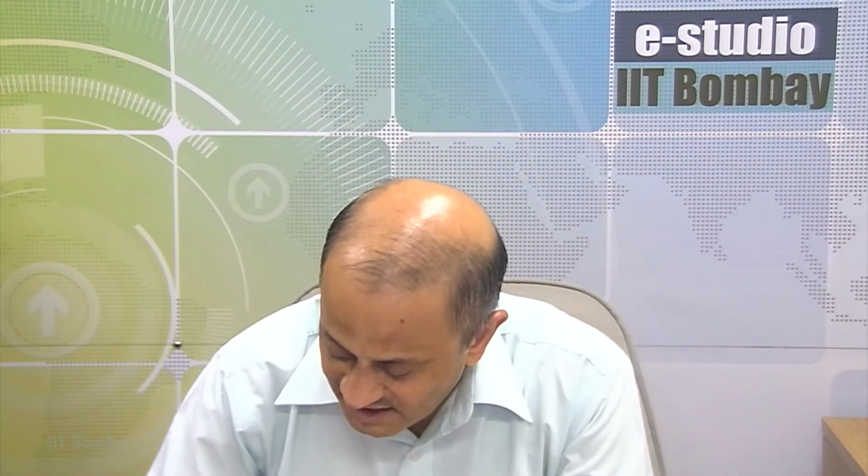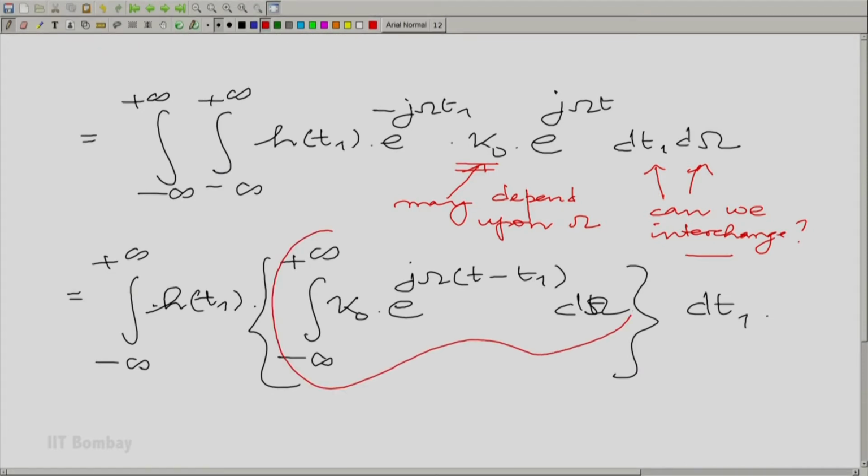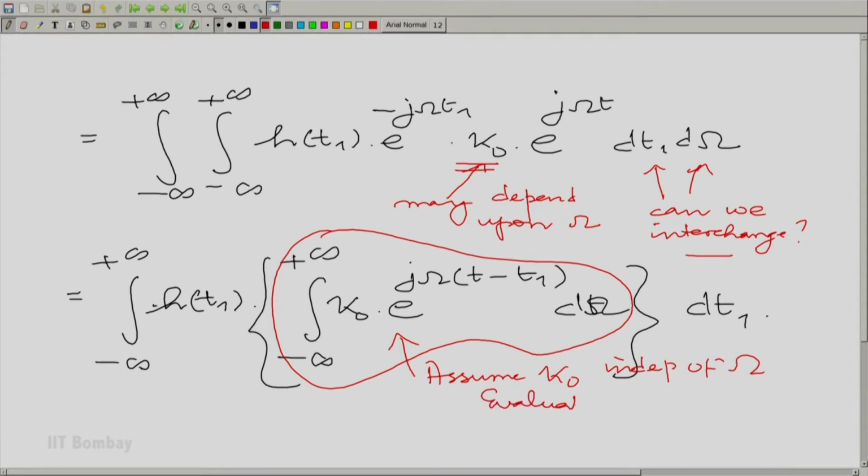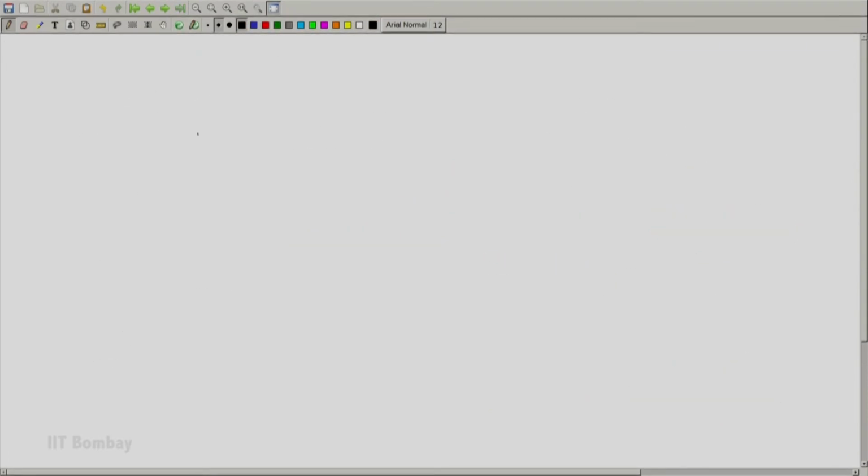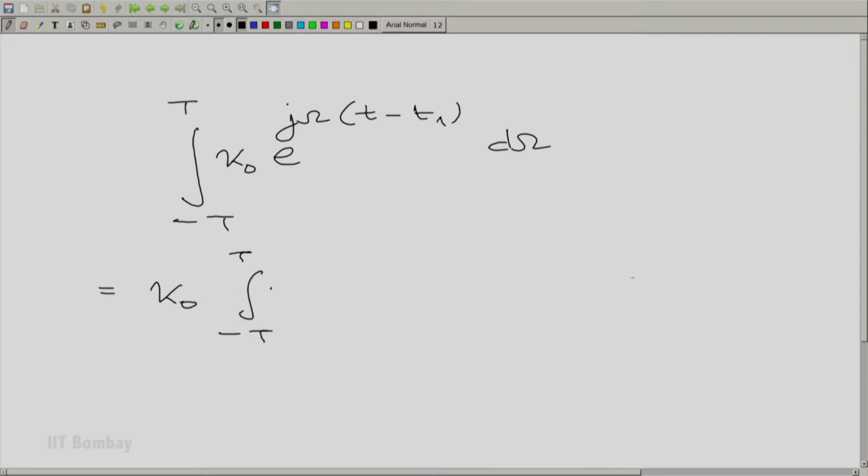So, let us observe. Let us look at this particular inner integral here. What we will do here is assume kappa 0 is independent of omega and then evaluate this integral. Evaluate, but by limits. Let us start with evaluating the integral from minus T to T of kappa 0 e raised to the power j omega (t minus t1) d omega. And remember, kappa 0 is a constant, so I can pull it out.